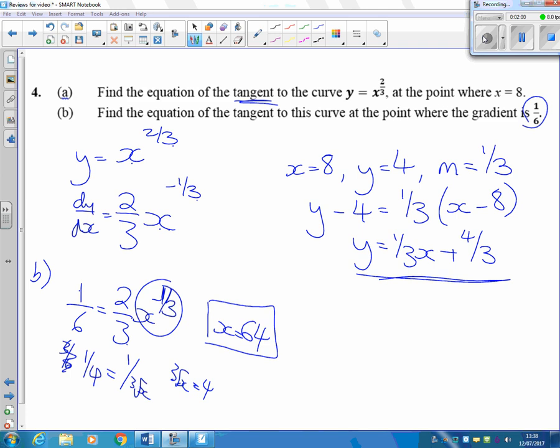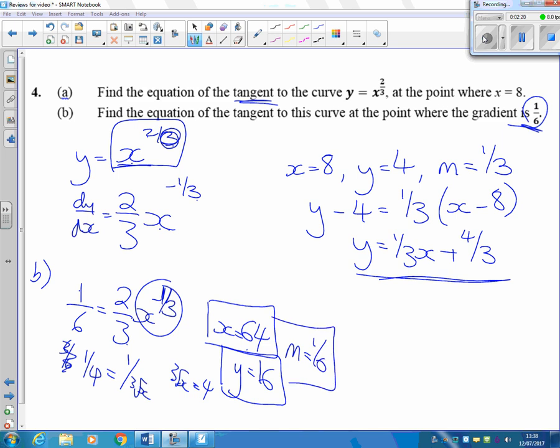From working out that the x point there is 64, I can then work out the y value, throw a 64 back in up here. 64 cube rooted is 4, squared is 16, the y value is 16, and we were told earlier that the gradient we want is over there, is 1/6. They're the three pieces of information.